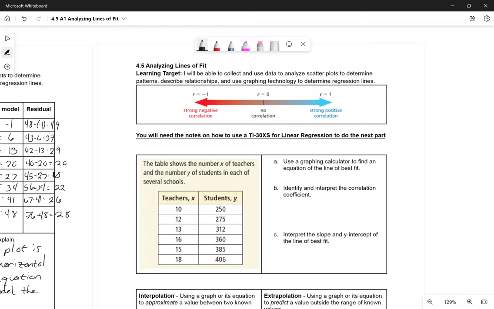If you make note here, it is saying that there are some notes on how to use a TI-30XS graphing calculator to be able to do the next part. And I will add those notes in. I am going to actually be using Desmos to help me out.